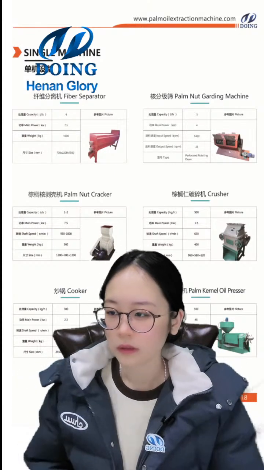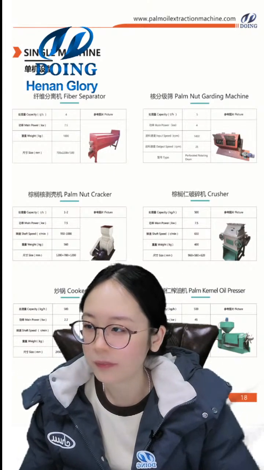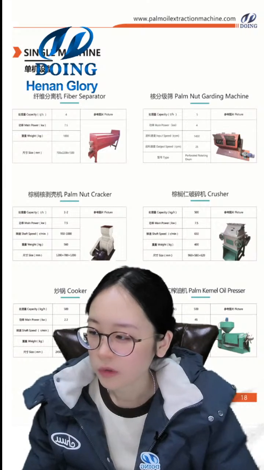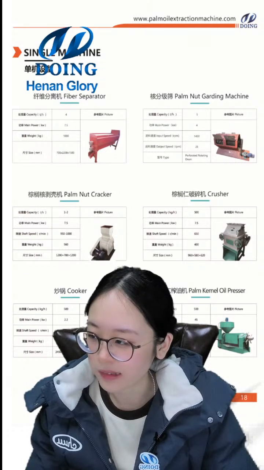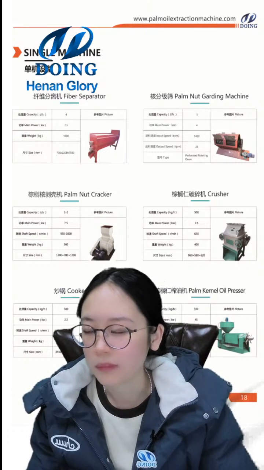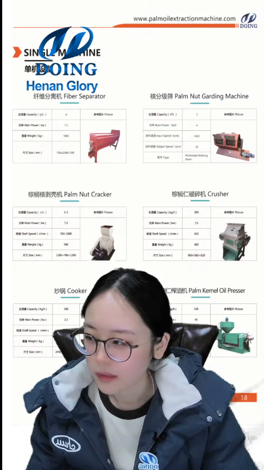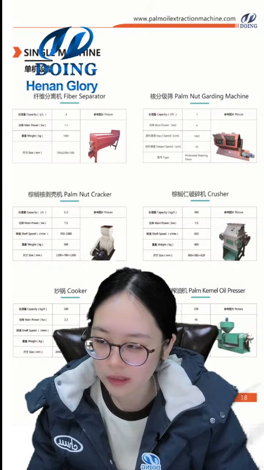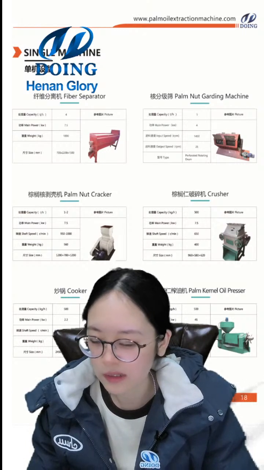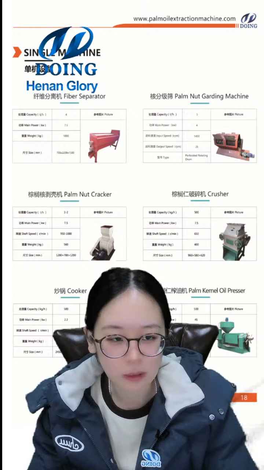Okay, so here is the cracker. The cracker is used to crack the palm nut, and it can be broken. And then it will go to the crusher. It crushes the kernel into small pieces, right?